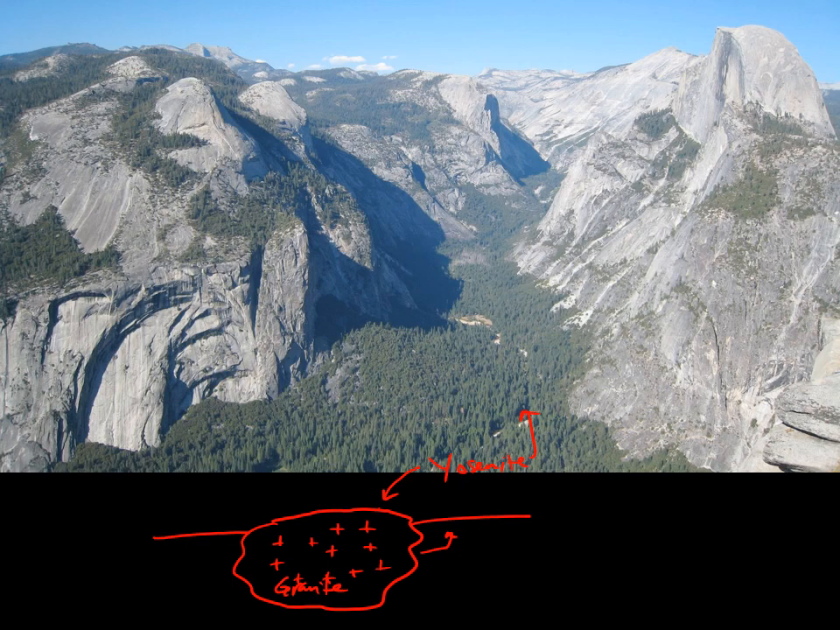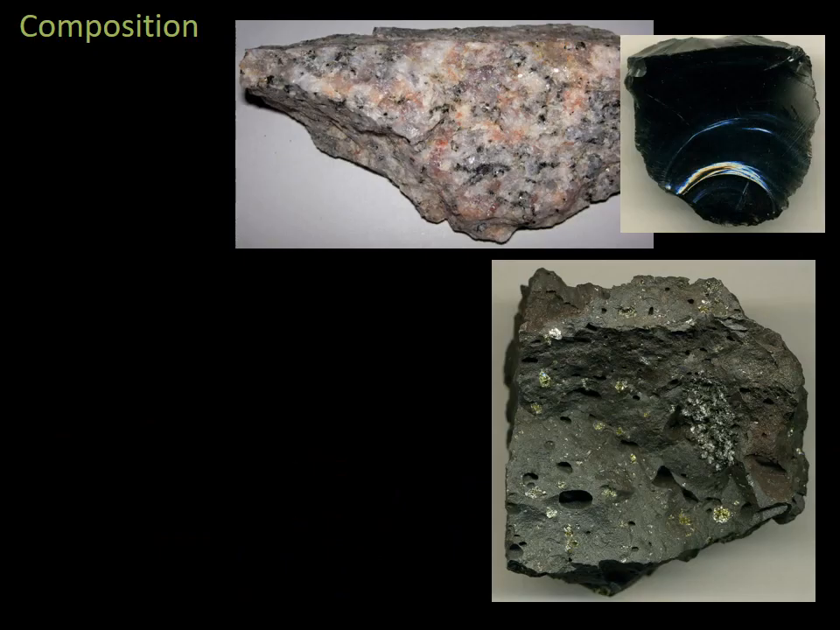So let's get into igneous rocks and look at their properties and see how they're useful. There are two main things we care about when looking at igneous rocks. The first one is composition, and that's what the rock is made out of: what minerals, and therefore what elements, make up that rock. And there are two main categories that we care about. One are the light-colored rocks, such as seen here.